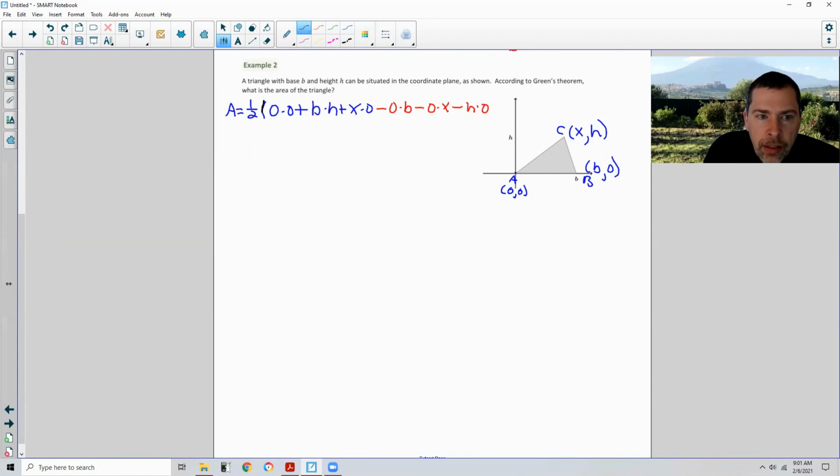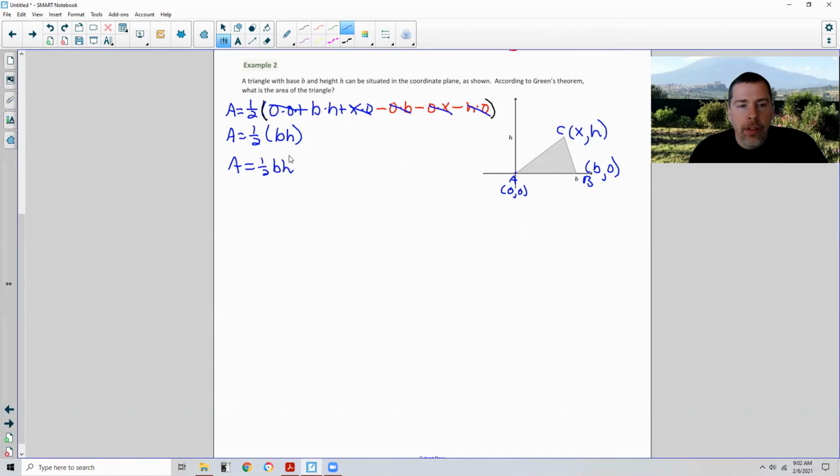Then I take the whole thing, and we're going to take half of it. So we're going to simplify. The area equals 1/2. 0 times 0 is 0. b times h is bh. And plus x times 0 is 0. That goes away, so anything that we multiply by 0 disappears. Oh, we're done. Area equals 1/2 base times height. So I don't need my parentheses now. And there it is.